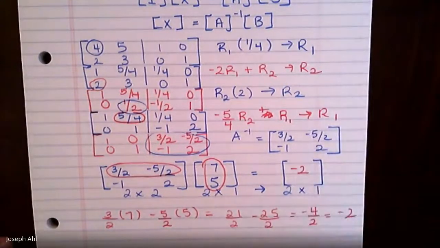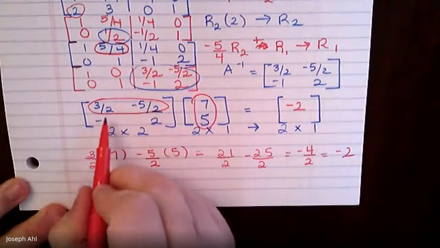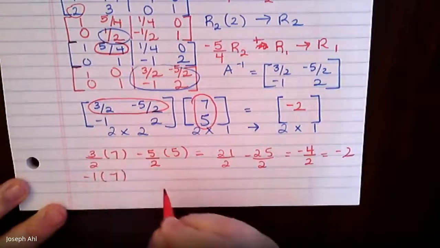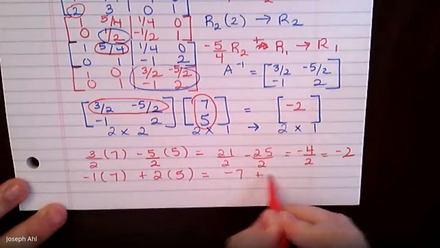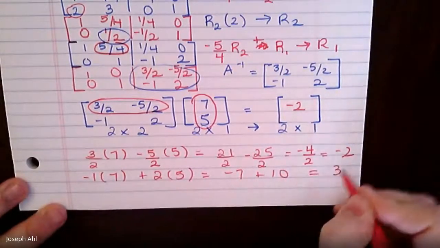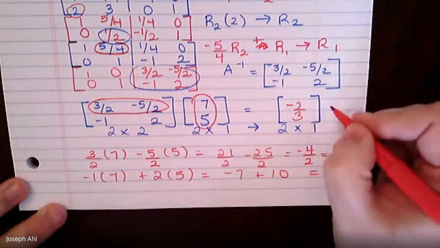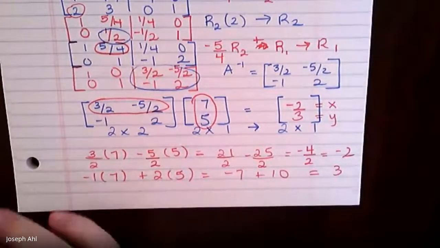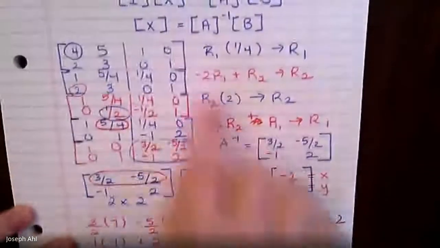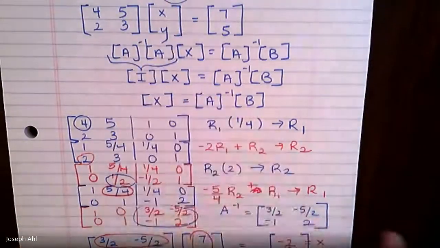Constantly checking this chat in case I make a little mistake, but I'm thinking I'm doing okay. All right, -2 is the first element. Second one would be -1 times 7 plus 2 times 5, which would be -7 plus 10 for a total of 3. Do these have to be nice numbers? Not necessarily, but when they are, it makes our job a little bit easier to know that x equals -2 and y equals 3. Because if you look back at our original matrix X, that was defined as being X and Y in that order.